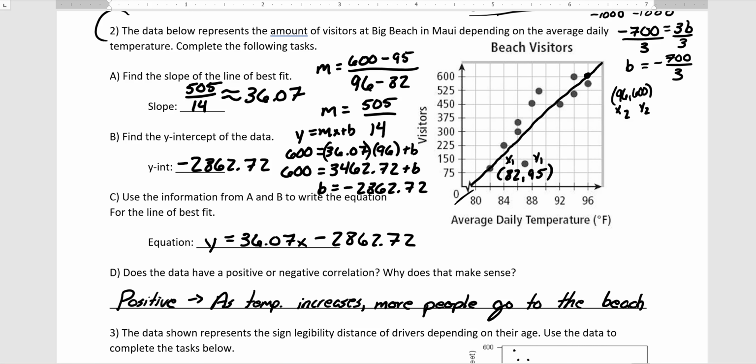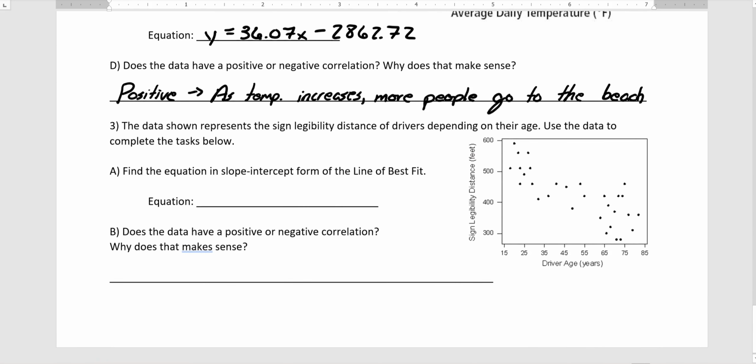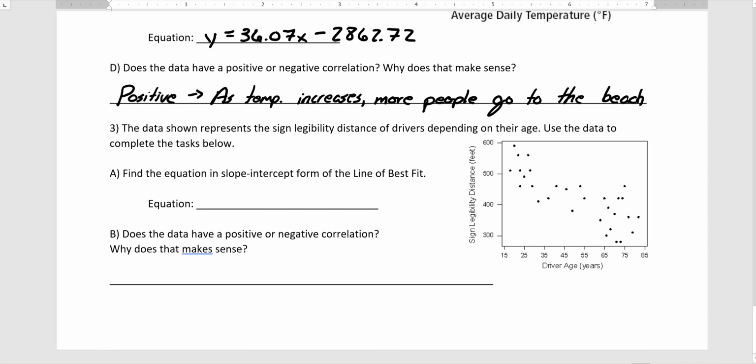All right. Let me know if you have any questions. We're going to do one more. I'm going to let you do this one on your own. So go ahead and try number 3 on your own. Last one we'll do today. Give it a shot, and then we'll check it out.